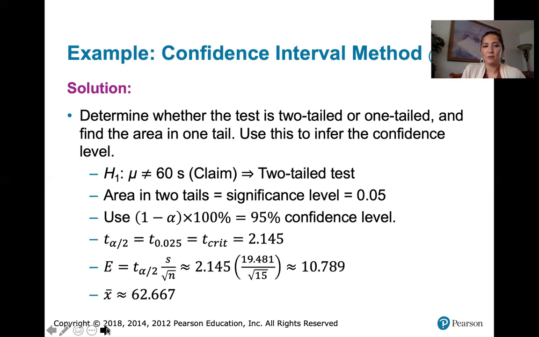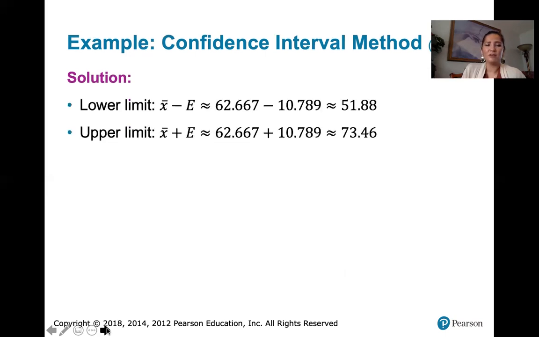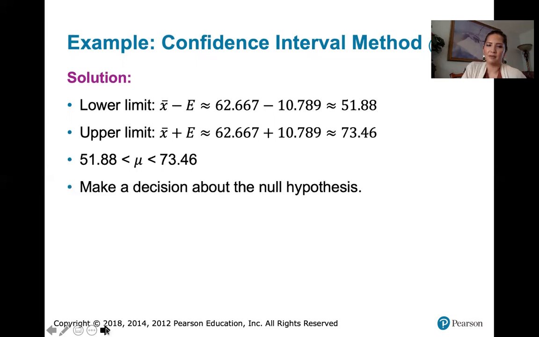Now to get the upper and lower limits for my confidence interval, I just take the sample mean and I add and subtract the error, and I get these values. So that's telling me my population mean is somewhere between 51.88 and 73.46. Or in other words, we're 95% confident that the true value of the population mean lies between 51.88 seconds and 73.46 seconds. Now we're going to use this to make a decision about the null hypothesis.